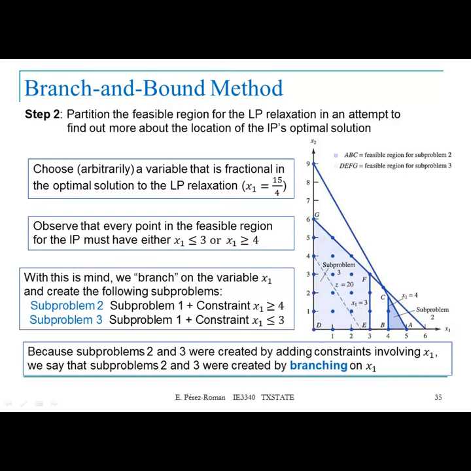Because subproblems 2 and 3 were created by adding the constraints involving x1, we said that subproblems 2 and 3 were created by branching on x1. And this is where the name of the method comes from. It's called branch and bound. You are taking x1 and you are branching on x1. Now you have x1 equals 3 and x1 equals 4.